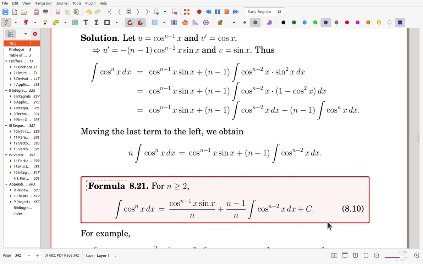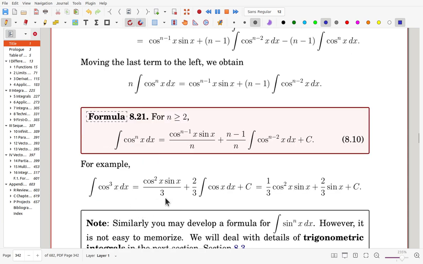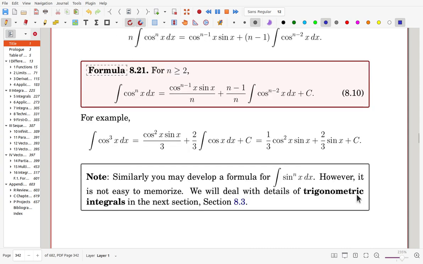So it is a recursive formula, and the power n integral is given along with this term and a constant times the power n minus 2 integral. So, for example, as n is 3, then we can reach this one, that term, and 2 over 3 times the integral of cosine x dx. Now, this can be done quite easily. The integral is sine x, so we can reach that one.